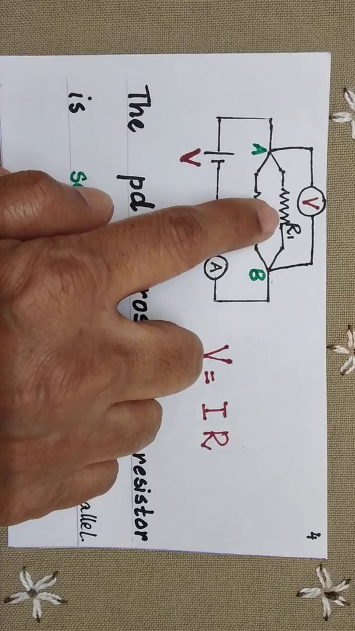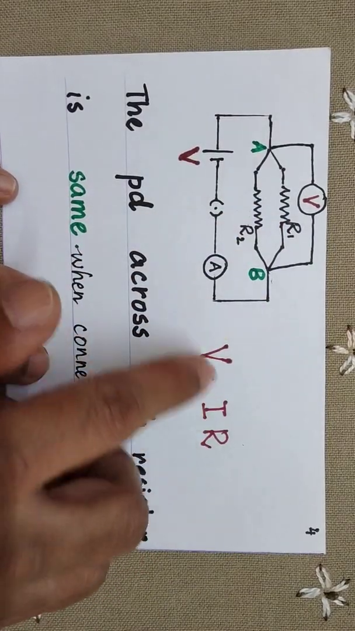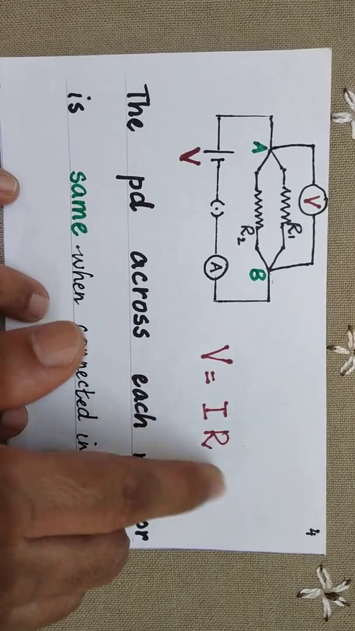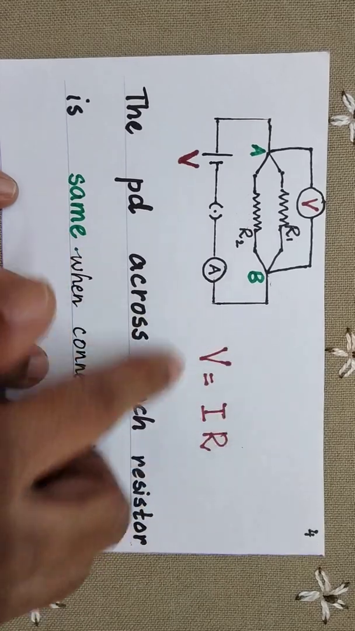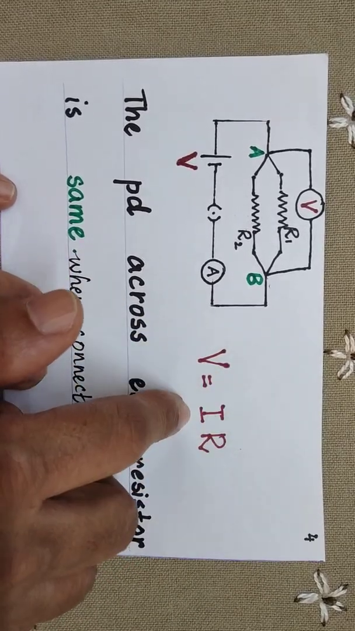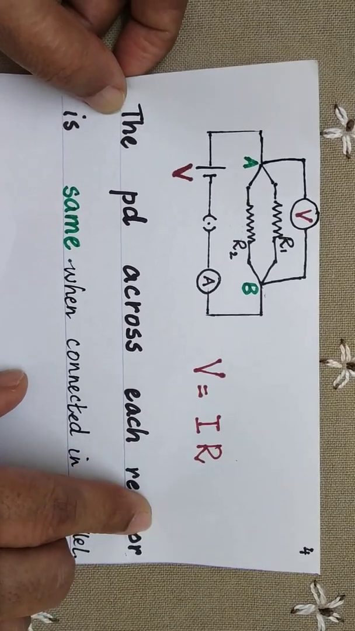Is that clear? And the last point I want to tell you is, we are going to use the formula V is equal to IR to solve any numerical problems in electricity. You can do with this formula. This is the only formula you have to learn. So solving numericals we'll do in the next video. Okay.